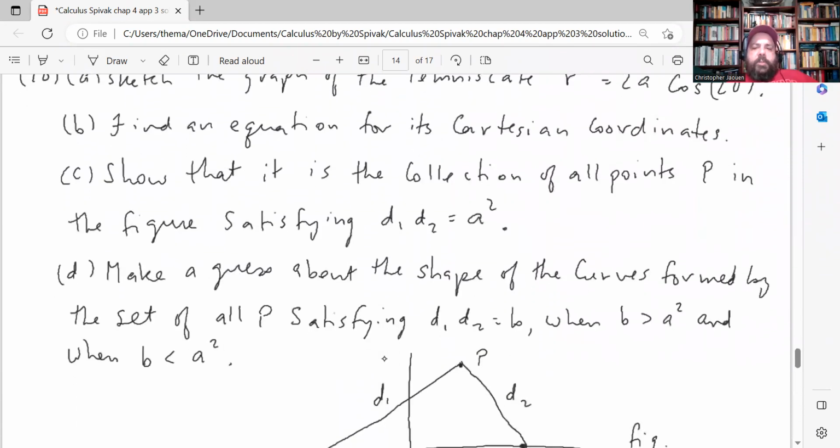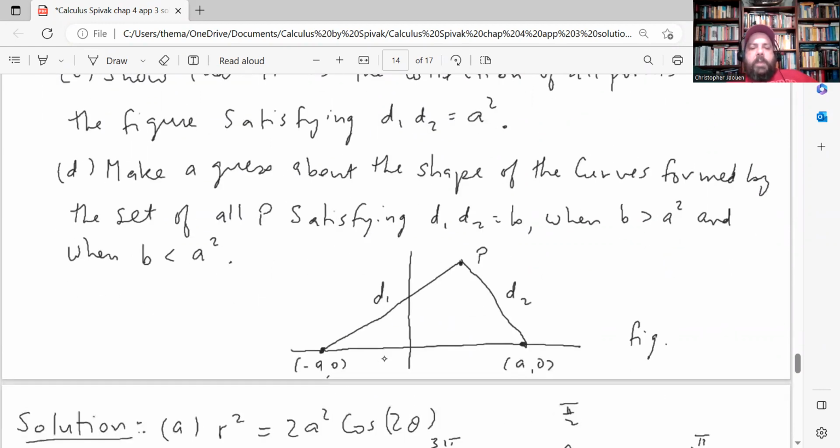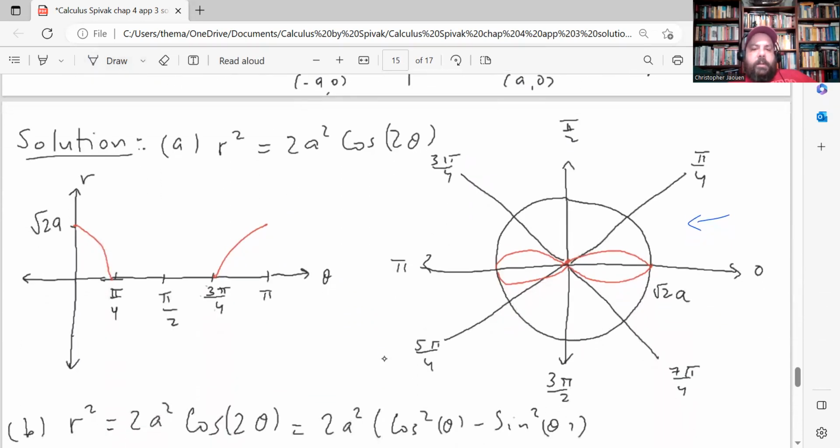Part C says show that it is the collection of all points P in the figure satisfying D1 D2 equals a squared. So this is the figure he's referring to. D1 is the distance from this point to the point P that lies on the curve, and D2 is the distance from this point to P, which again, P lies on the curve. And we want to show that if the product of those two lengths is equal to the constant a squared, then we get a lemniscate. So let's actually show that down.